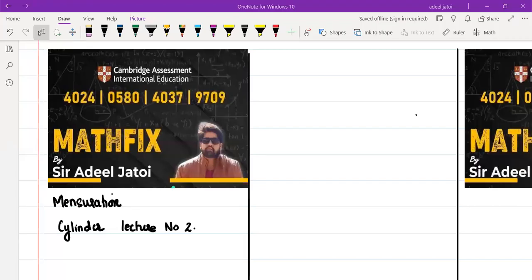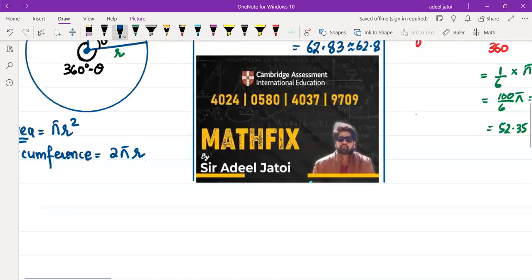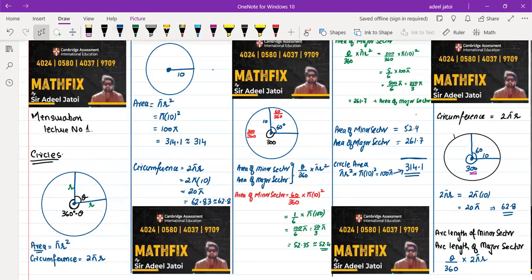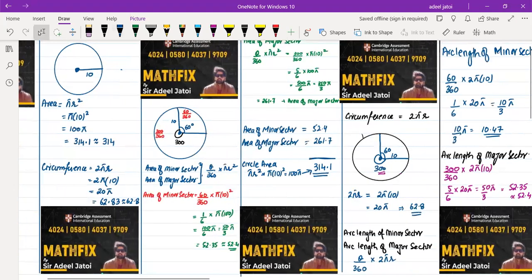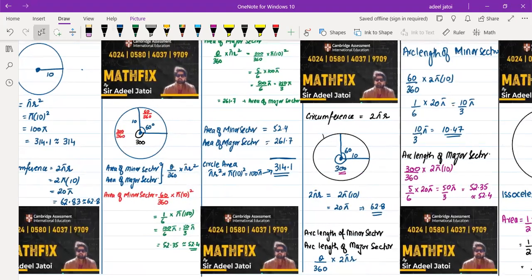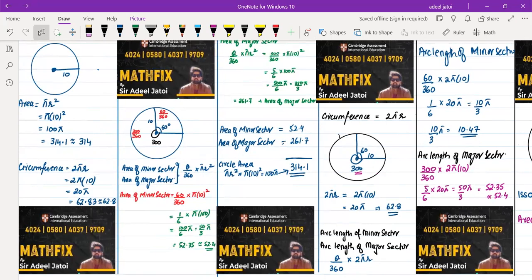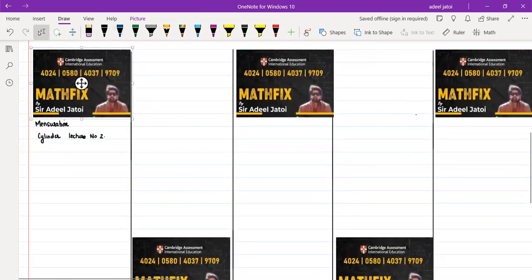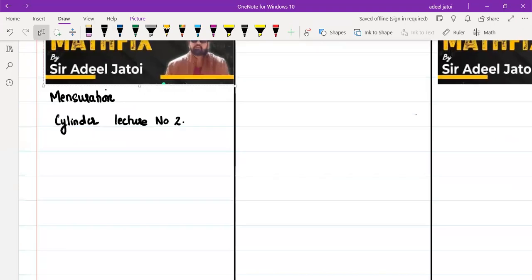Okay, Jeet. This is mensuration, lecture number 2. What we need to understand is we did circular measures, that was part of circles. We made sure we understand area of minor sector, the arc length of minor and major sector, area of minor and major sector, and the minor segment and the major segment. Now we are working on the 3D figure of circle.